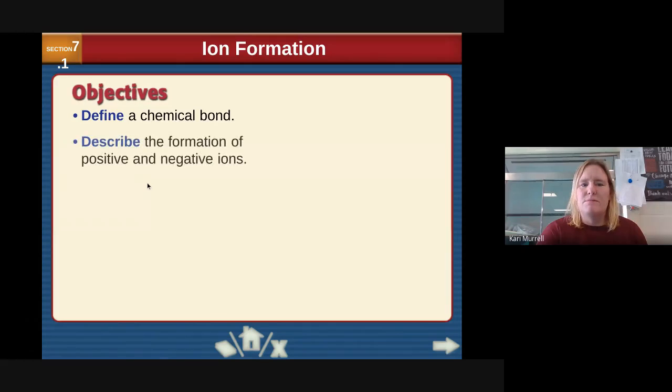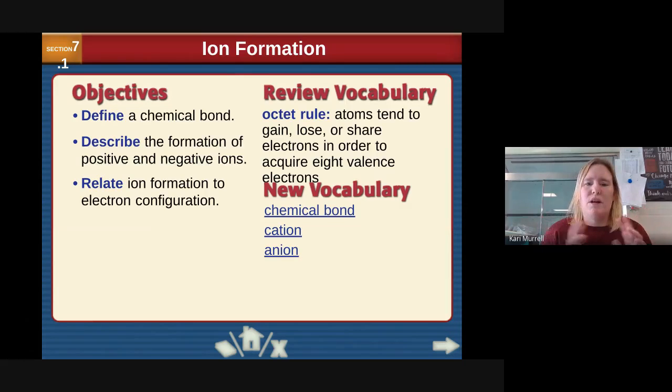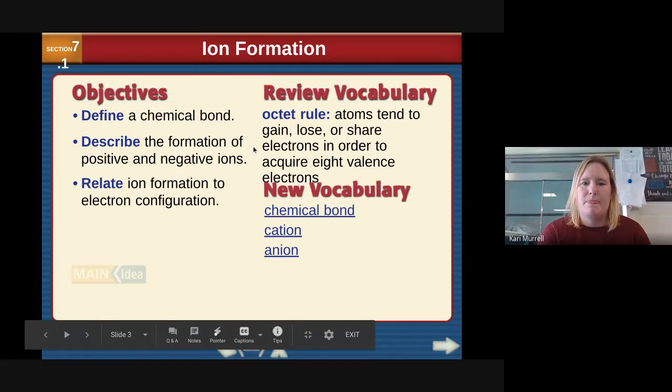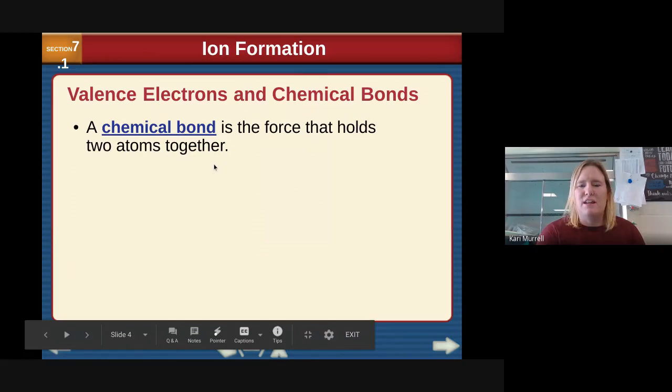So we have some objectives and some review vocabulary, which is octet rule. If you'll remember that, that means that all of our elements would like to bond in order to gain, lose, or share electrons in order to have full valence shells, which is almost always 8 valence electrons. All right, so let's take a look at this.